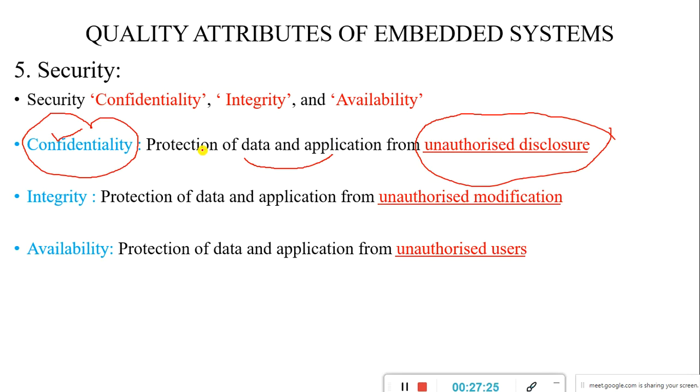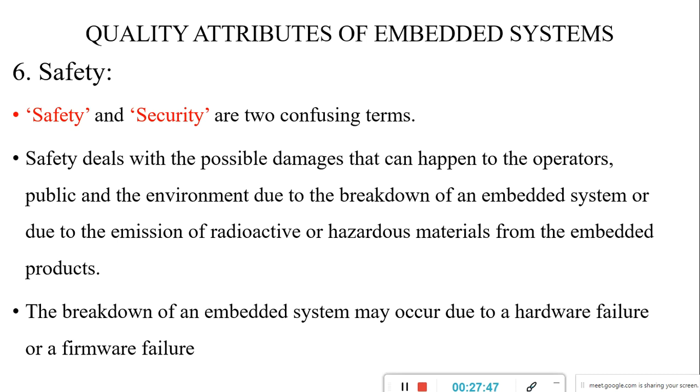Okay, very straightforward. There is not much complexity involved in understanding this concept. I hope you understand this concept very well now. So the next and the last important point with respect to operational quality attributes is safety. And once again, do not confuse these two terminologies, safety and security.